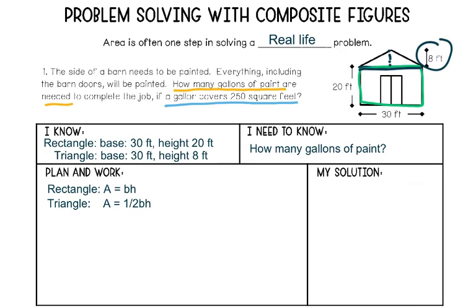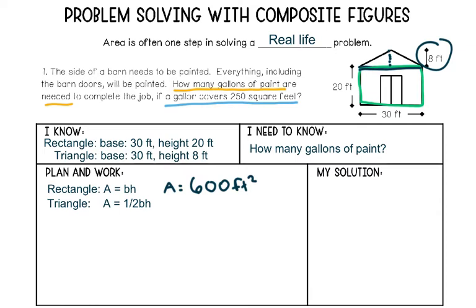So let's start by finding the area of the rectangle. I know that the formula for the area of a rectangle is base times height, and I've already identified what the base and height are. So I'm going to plug in those values for the rectangle. I know it's 30 and 20, so now I need to multiply. 30 times 20 is 600. Since I'm talking about area, I need to make sure I put feet squared at the end.